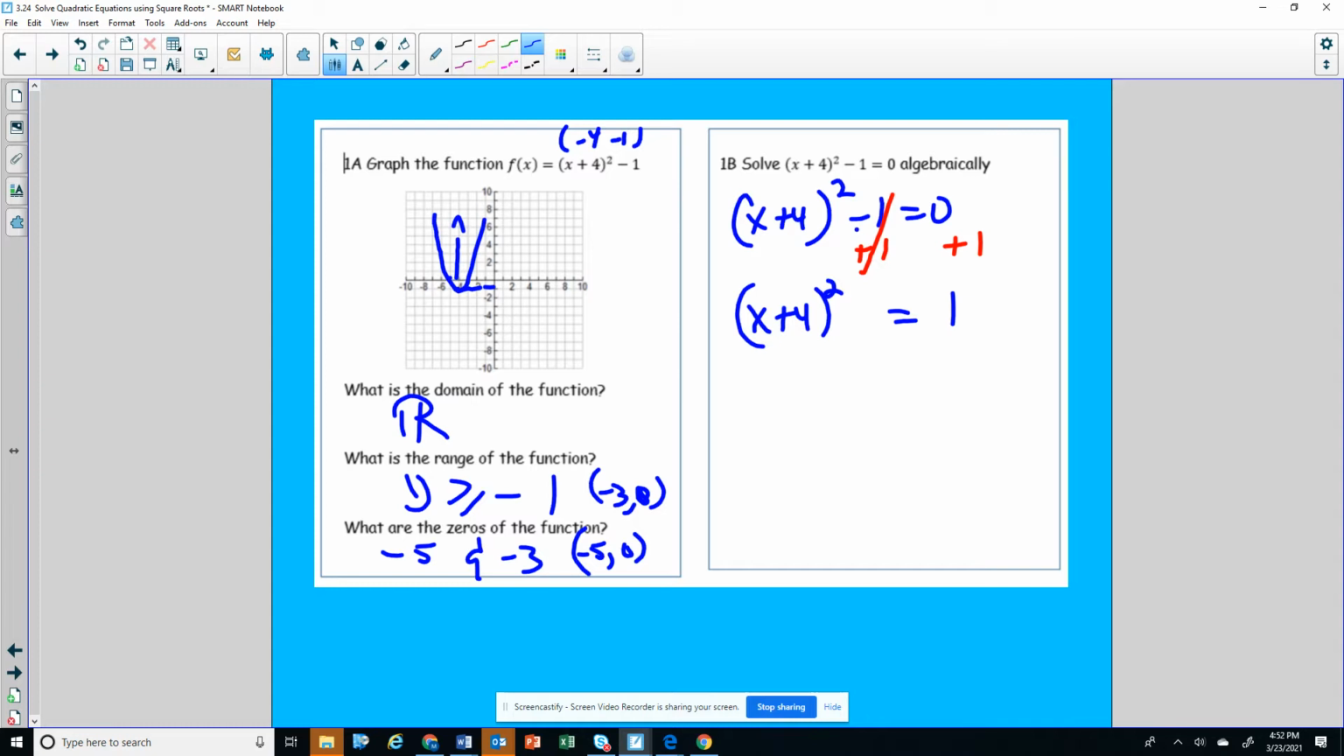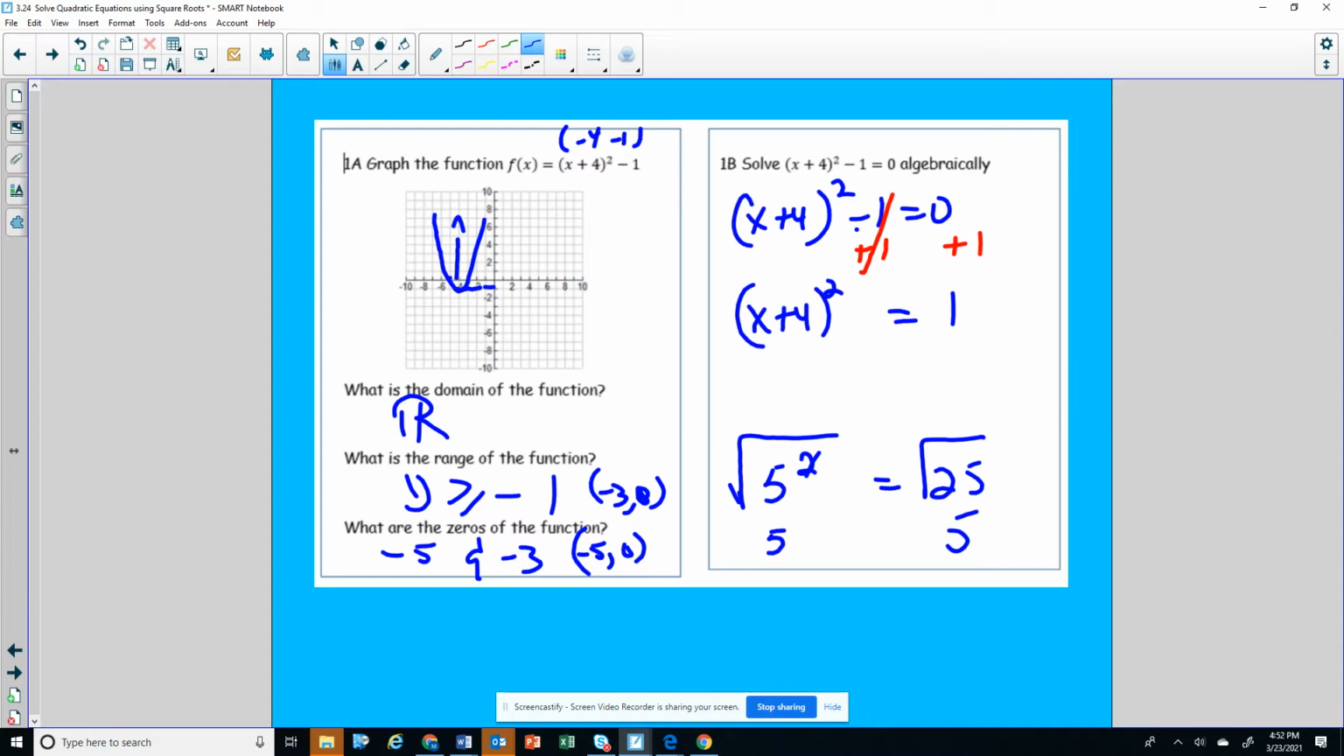Now I have a square. I need to undo the square. To undo a square, I take a square root. For instance, 5 squared is 25. To undo the square, I take a square root. The square root cancels this 2, and that gives me 5. The square root of 25 is 5. So a square root, again, undoes or cancels the square.